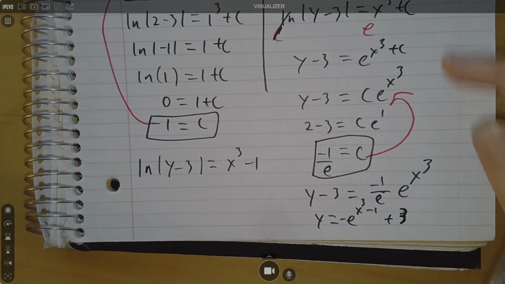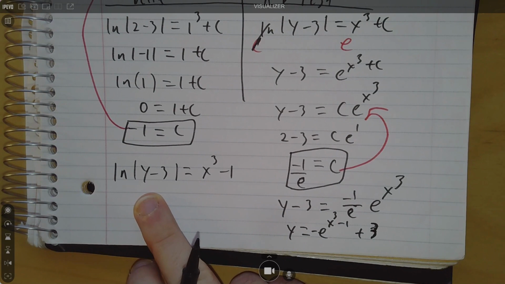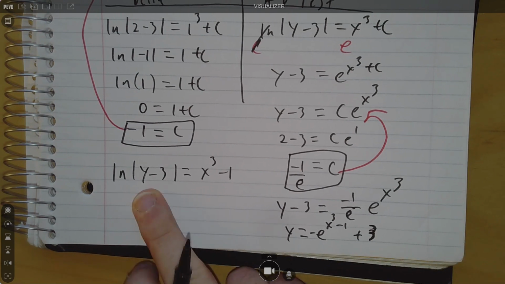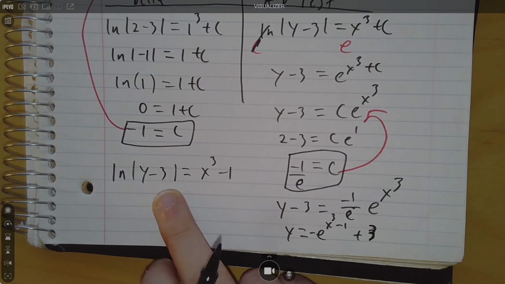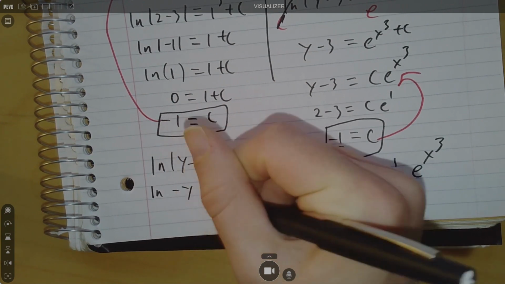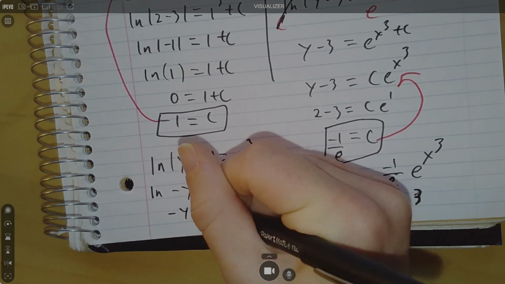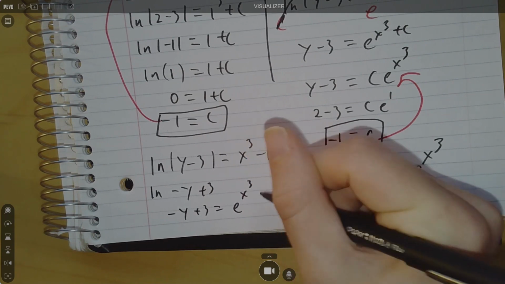The reason that I think they do this on the right is because this avoids the absolute value situation, because now we have an issue with the absolute value. When I put in a 1 in here, I'm going to get a negative number. This is where we have to use the properties of absolute value. This is not actually y minus 3. This is ln of negative y plus 3. And when you exponentiate, you're going to get negative y plus 3 equals e to the power of x to the third minus 1.